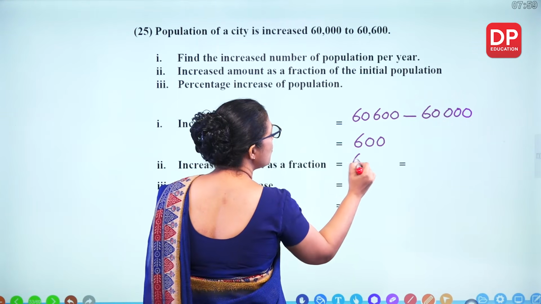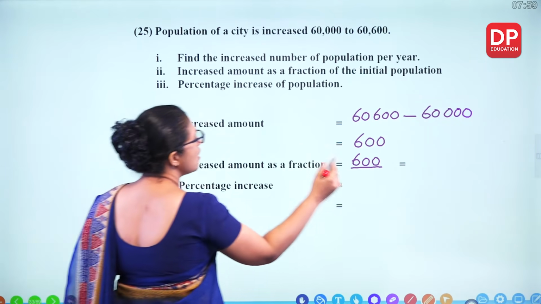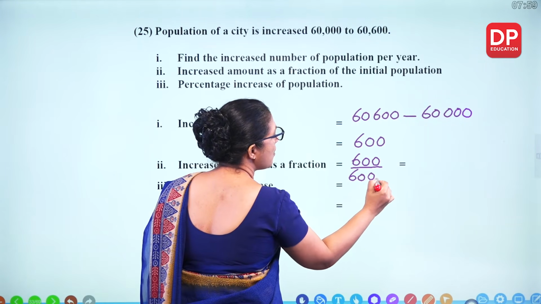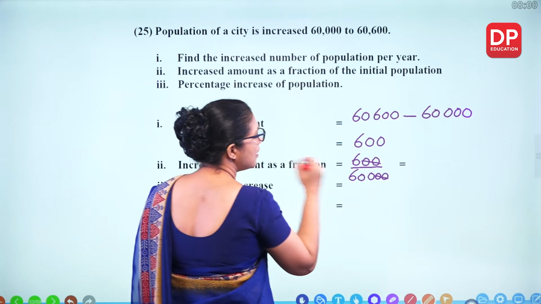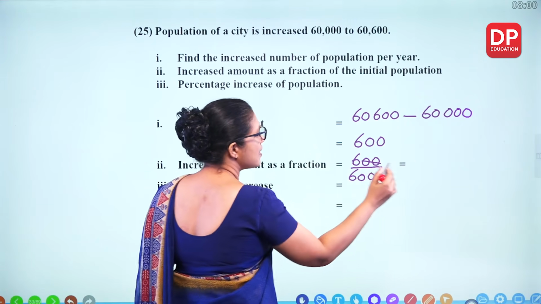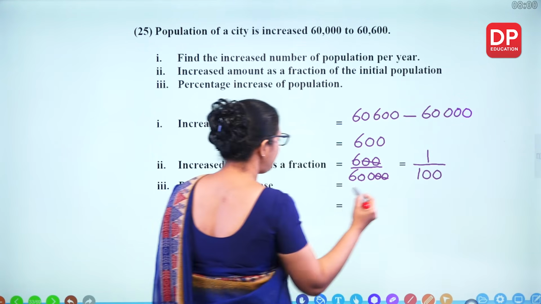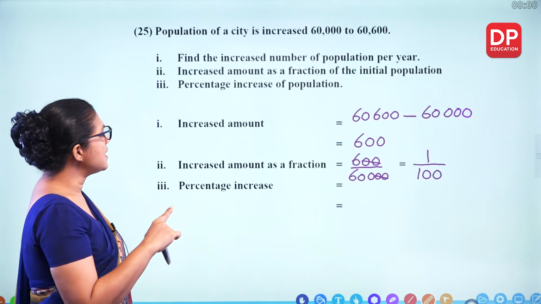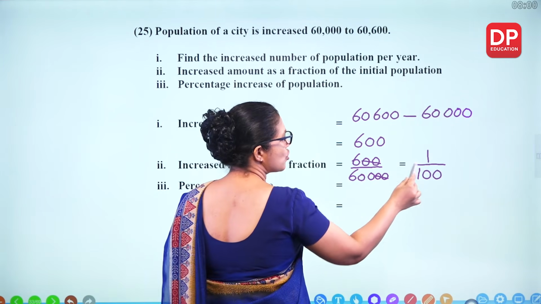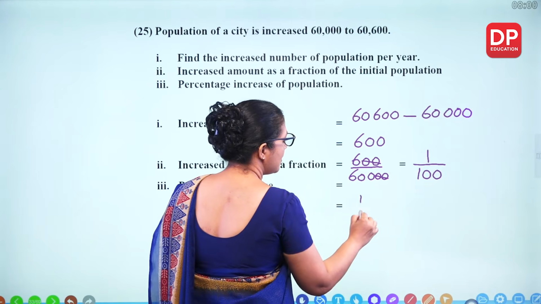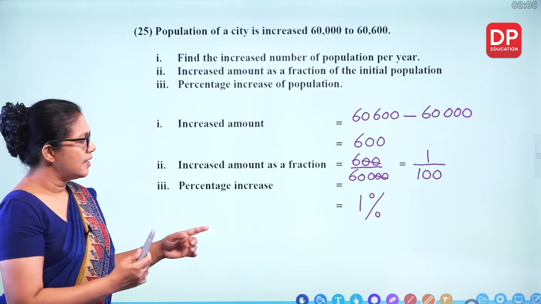So the increased amount is 600. As a fraction of the initial amount, you divide by 60,000. Divide by 100 and divide by 6. You get 1/100. So what's the percentage increase? Percentage increase means this is the fraction with denominator 100. You can straight away write down 1% increase.